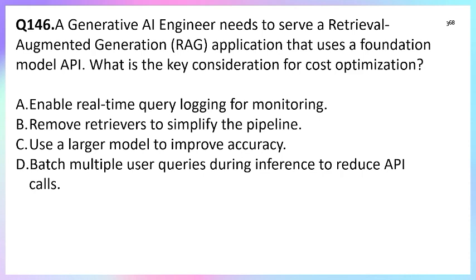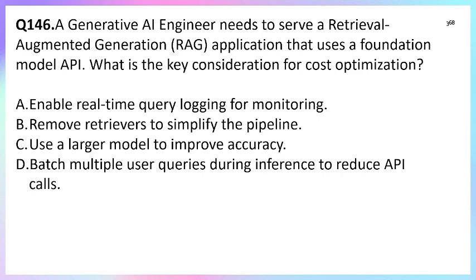So what exactly does the question ask? You are a generative AI engineer and you need to serve a RAG application, and the RAG uses the foundation model API. In the foundation model API, what is the key consideration for cost optimization? Option C, use a large model to improve accuracy, is not correct, because a large model increases the cost, the opposite of optimizing.